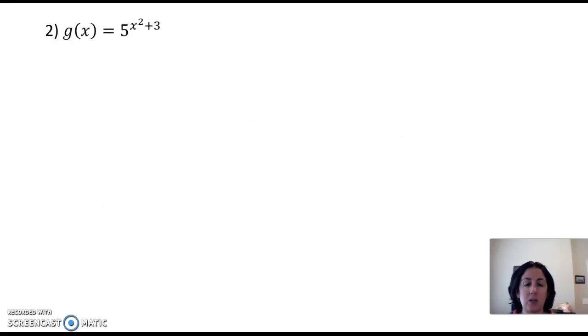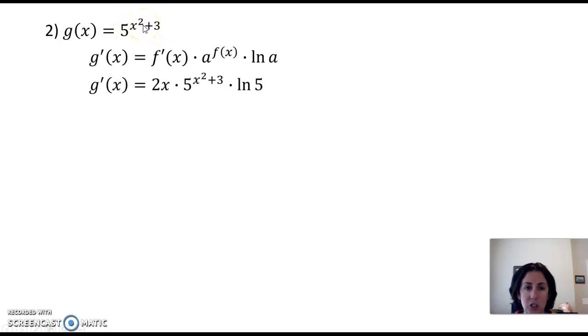Here, if I'm going to take the derivative of 5 to the x squared plus 3, then I'm going to use that chain rule, so that's going to be p prime times a to the p times the natural log of a, where in this case our a is 5, and our function of x, or our power, is that x squared plus 3. So the derivative of that power, x squared plus 3, is 2x, so that's going to be my p prime here, times 5 to the x squared plus 3, and then we tack on a natural log of 5.